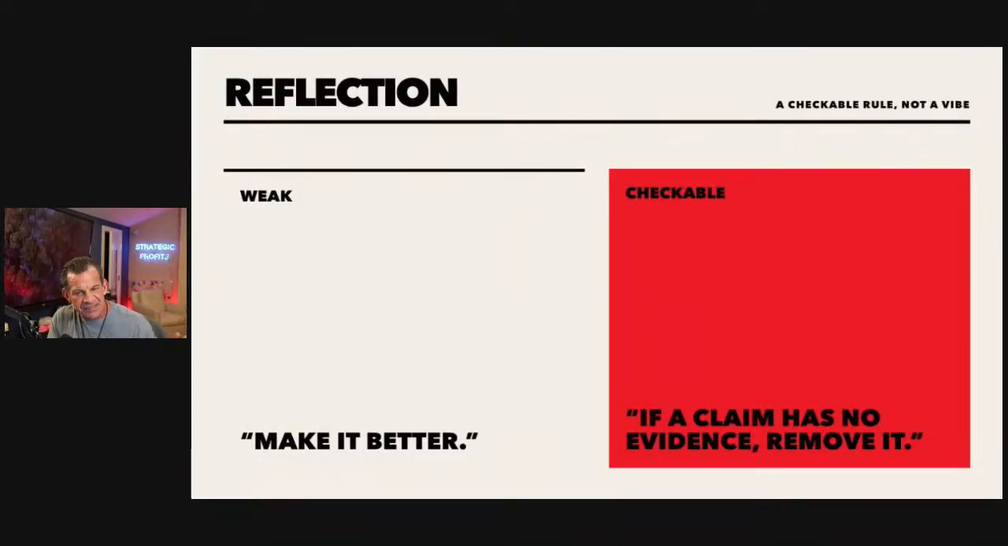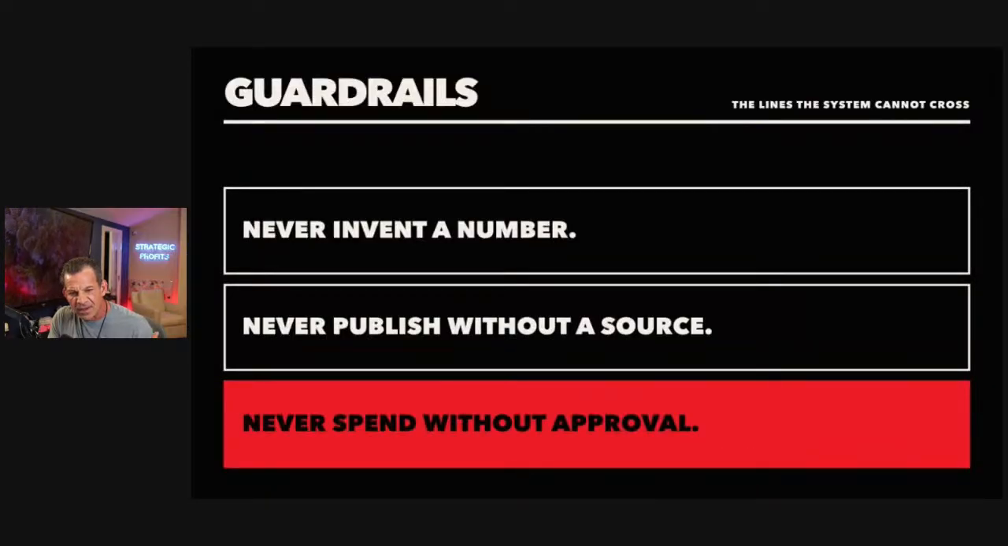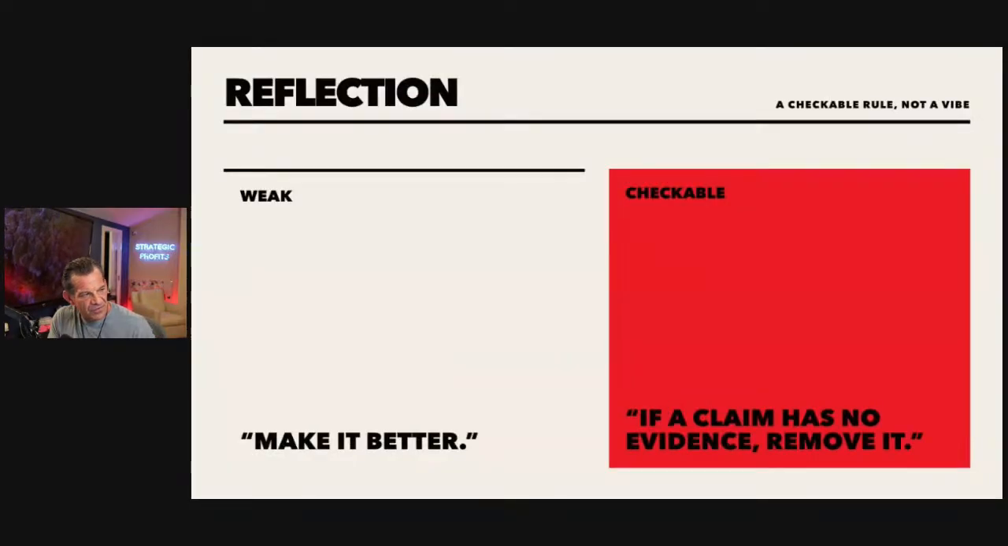Reflection is the system checking its work, but "make it better" is a vibe, right? "If a claim has no evidence, remove it" is a rule that the system can actually test. So you want to make sure that your instructions are not weak.